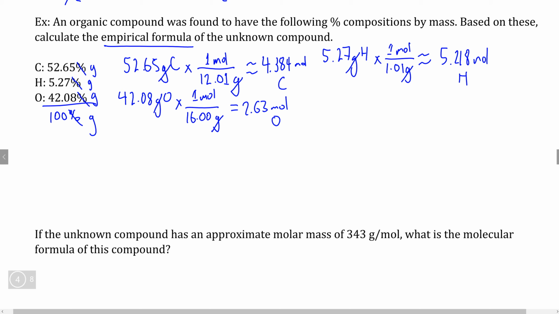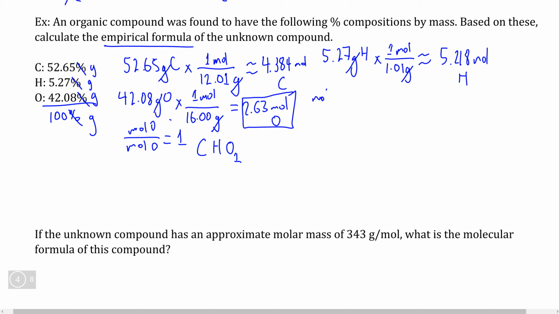We need to compare them to each other. So let's look at the smallest mole number and use that as our benchmark, which is oxygen. So again, if we take the moles of oxygen and divide that number by itself, I don't need to bother with the calculation because any number divided by itself is always going to be 1, and therefore that is our benchmark. So if we assume that we have 1 mole of oxygen, how much carbon and how much hydrogen are we going to have? Let's do that calculation now.